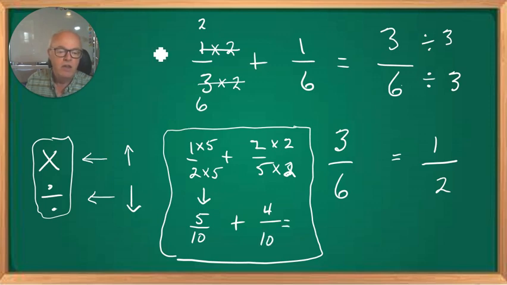And we can add these now because the denominators are the same. So add the numerators on top. That's a 9. And the bottoms stay the same. Okay. We are done for adding fractions with like and unlike denominators.